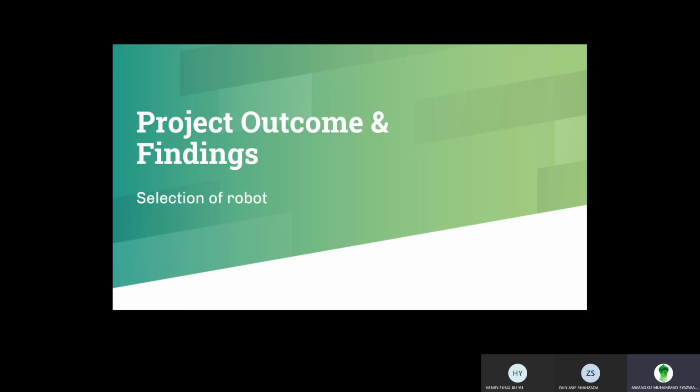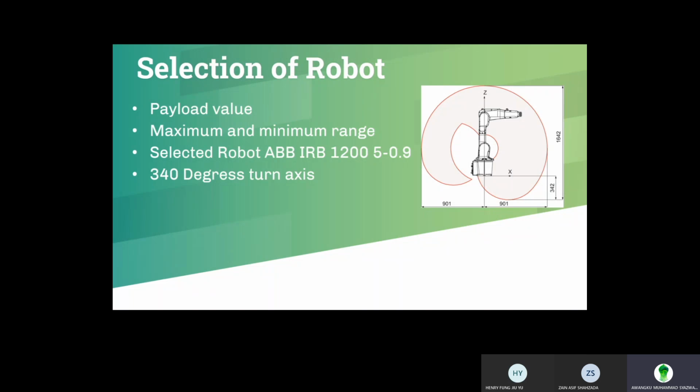For the selection of the robot, I'd like to pass to Zain. Thank you so much, Shazwan. As you know, we were doing the assembly for the generic plug, and for that the selection of the robot was very important. For the selection of the robot, the payload value is the foremost attribute we looked into. The payload value we were looking for was more than 3 kgs.